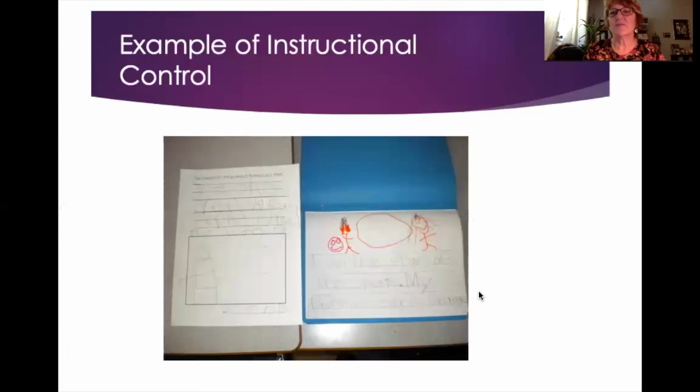Now, here's an example of the meaning, the definition of instructional control. So some people focus on the word control. This does not mean to have control of somebody. It means to have instructional control, which means when you ask the child to do something, they will do it to their best ability.